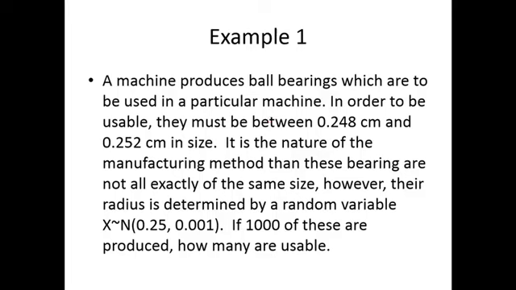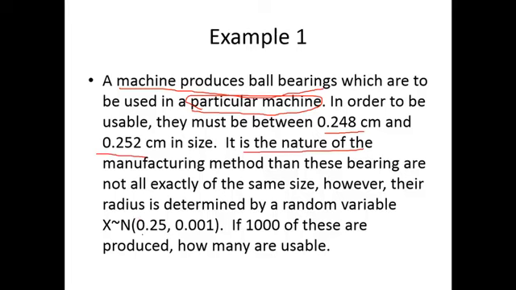Okay, an example. A machine produces ball bearings which are to be used in a particular machine. In order to be usable, the bearings must be between 0.248 centimeters and 0.252 centimeters. So these are chosen, they're right around 0.25. Now, it is in the nature of the manufacturing process that these bearings are not going to all be exactly the same size. There is always going to be some variation.